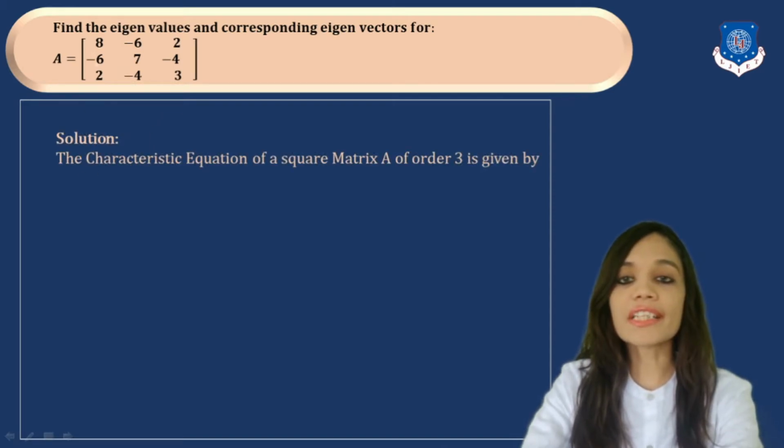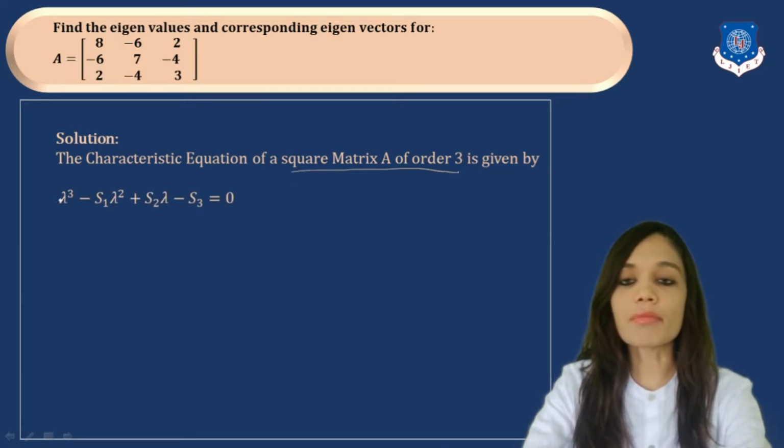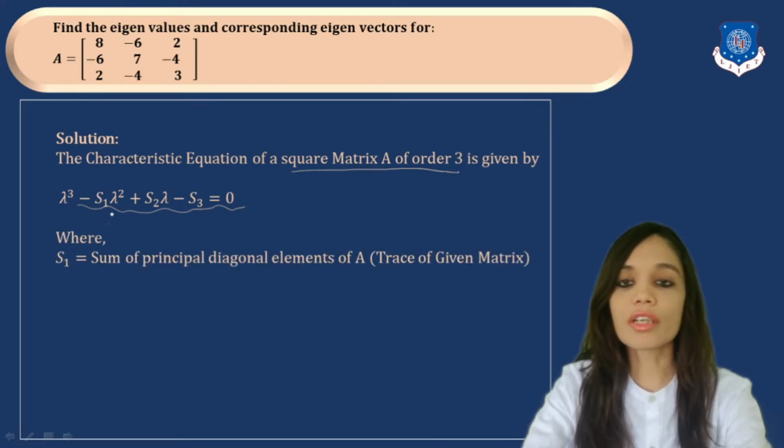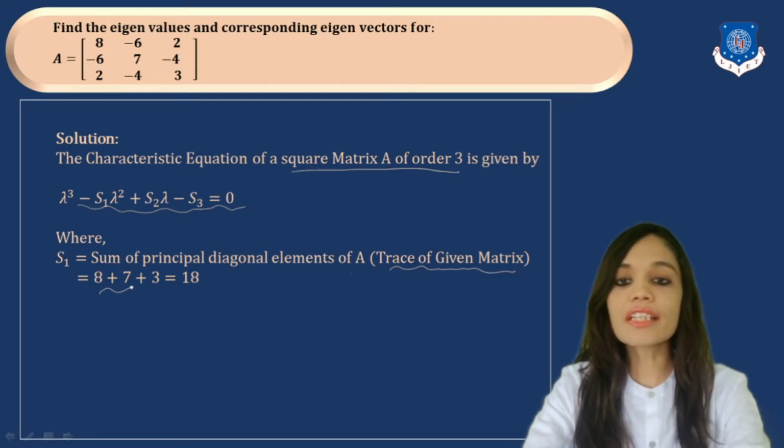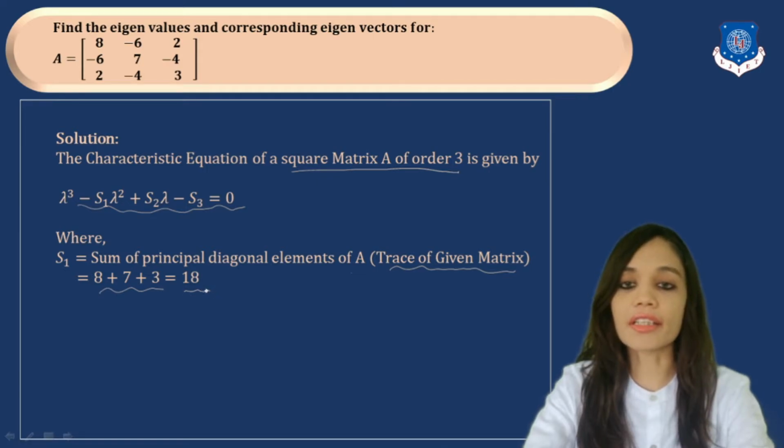So here the characteristic equation of a square matrix of order 3 will be given by lambda cube minus S1 lambda square plus S2 lambda minus S3 equals 0. So using this, we will find our eigenvalues, right? So let us start finding the value of our S1. So S1 is equal to what? Sum of principal diagonal elements of the matrix A, or it is also known as the trace of the given matrix. So here the principal diagonal elements are 8, 7 and 3. So add these three numbers, and you will get the answer as 18, right?